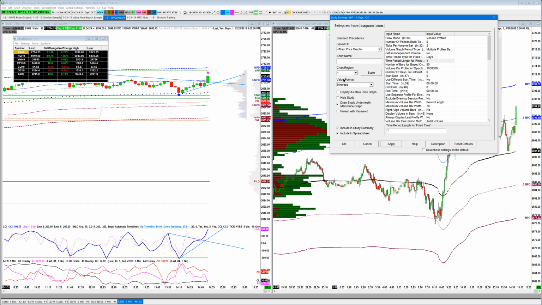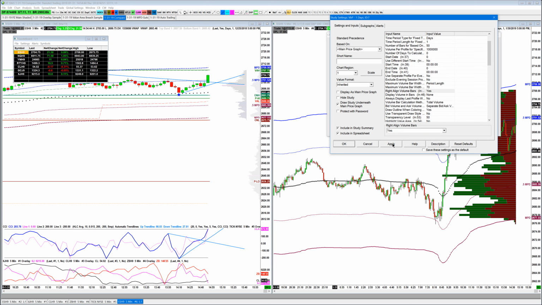Now, it still doesn't look the way I want. So the things that I would do to make this more in line with how I want it to look would be the following. All right, the first thing is I like to put them on the right side of the screen. So right align volume bars, I would change that from no to yes. All right, that puts it over here like that. I like to use the transparent draw style because it is easier to see and it doesn't clog up the rest of the screen. So I would just change that from no to yes, push apply.